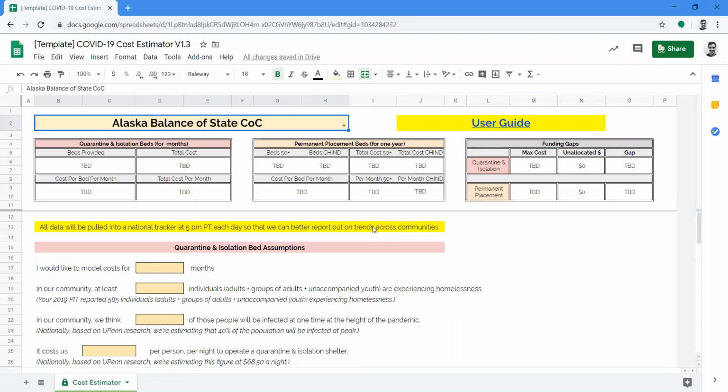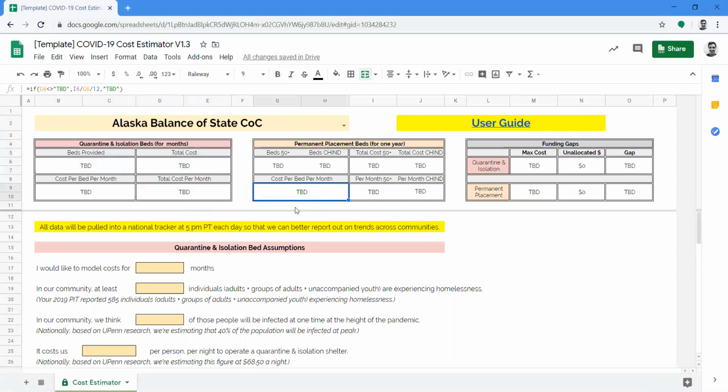I'm going to walk you through the COVID-19 cost estimator tool, which is available on the Built for Zero website. This tool is intended to allow you to estimate the need and cost for two different kinds of interventions. One is for quarantine and isolation beds. These are beds for members of the population of people experiencing homelessness who are either positive, presumptively positive, or under investigation for COVID-19, and therefore need to be isolated from the rest of the population.